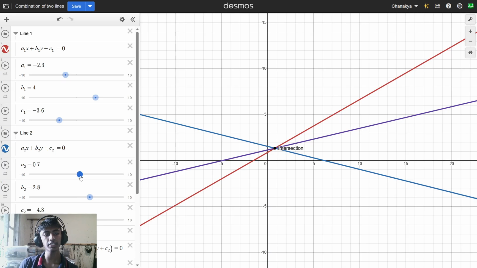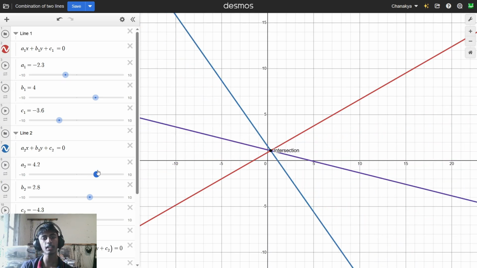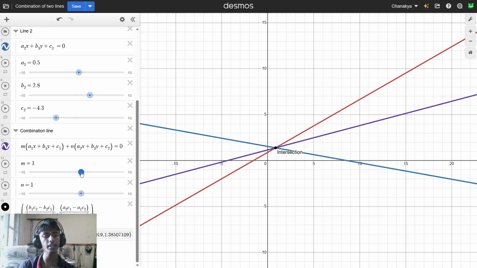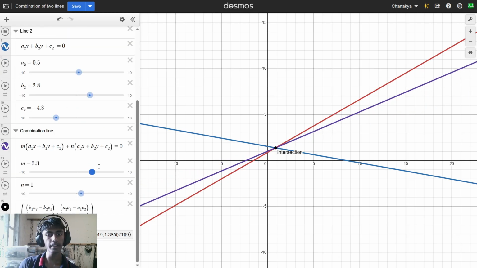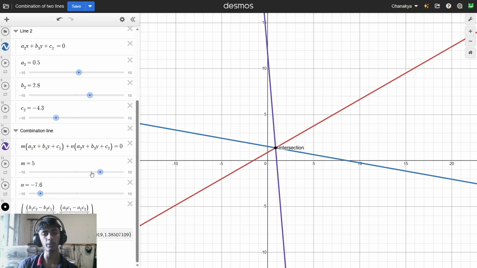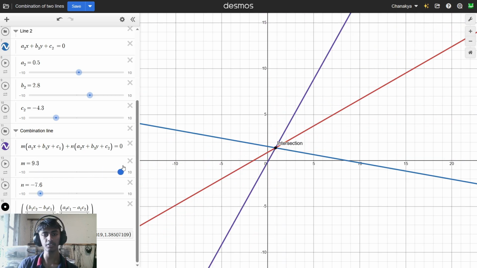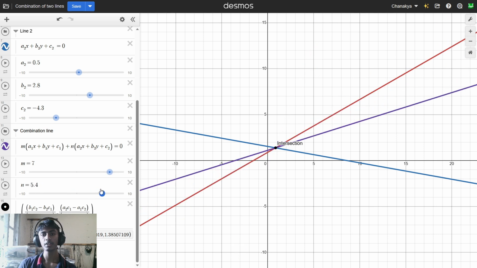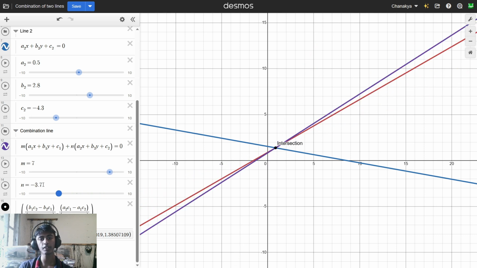If instead I change line 2's constants, you can see line 2 changes and line 1 doesn't change. And furthermore, if I go down here and I change M and N, you can see that the purple line is also changing. You can see as we change these constants, the purple line is changing. So you can play around with this and try to figure out different interesting things.